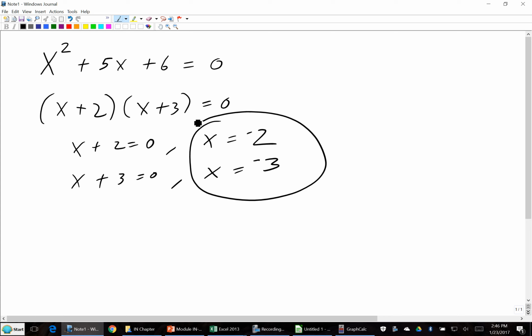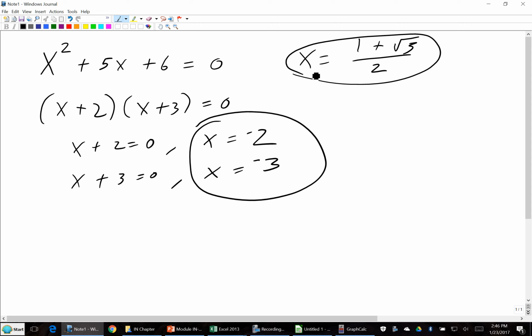So most problems that you have done so far have a closed form solution. So even if you have something that, say, is x is equal to 1 plus the square root of 5 over 2, this is still a closed form solution. You can actually go in and plug this into the calculator and get an answer.